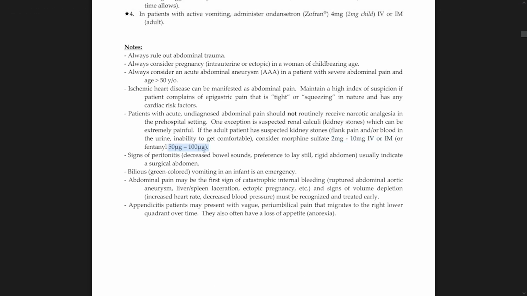We want to give them something such as morphine sulfate, 2 milligrams to 10 milligrams IV or IM, or fentanyl, 50 to 100 micrograms. We want to watch out for signs of peritonitis, which is decreased bowel sounds, preference to lay still, and rigid abdomens. Usually this indicates a surgical abdomen.